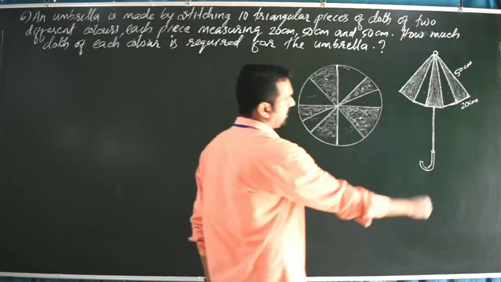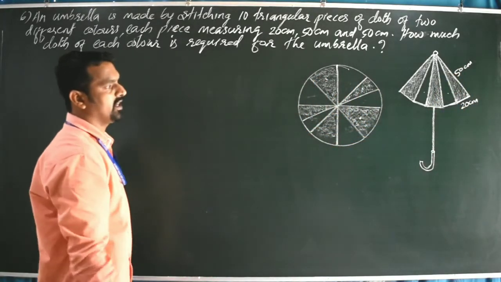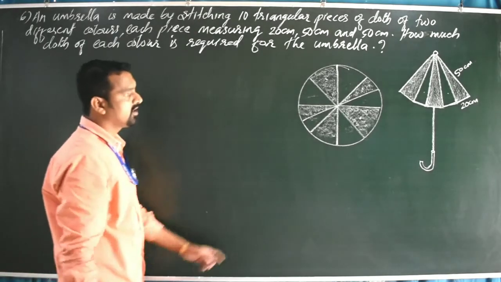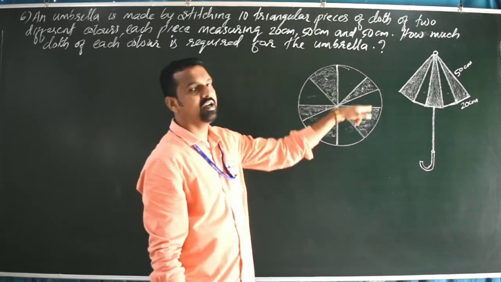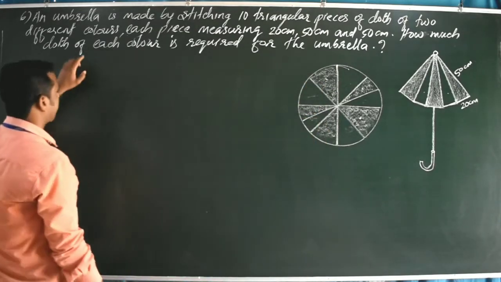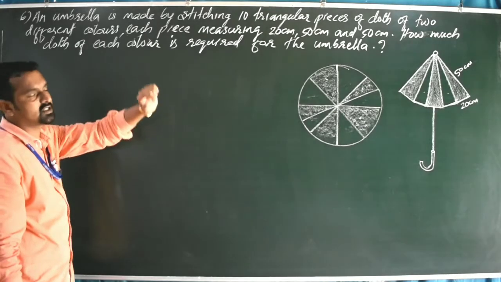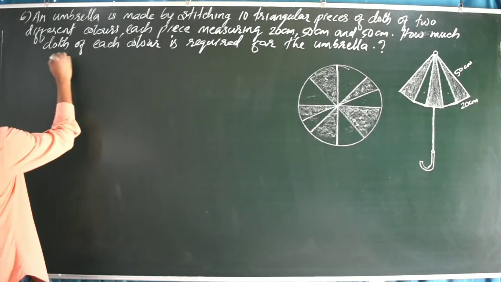First we will find out the area of one piece. Area of one piece into 5 we will multiply, as 1, 2, 3, 4, 5 pieces are there. Then we will get the area of cloth required for each color. So first we will write.